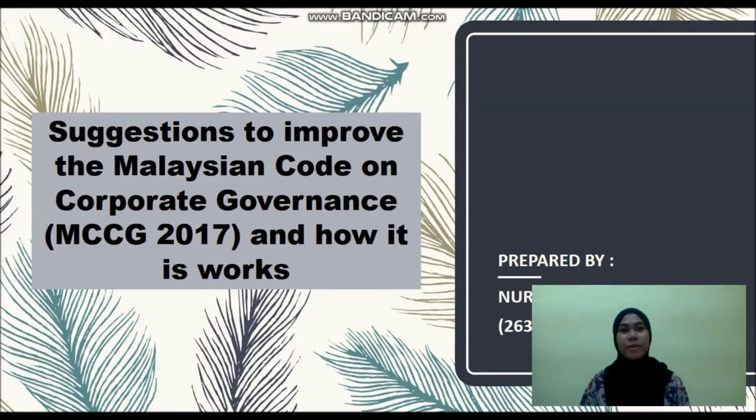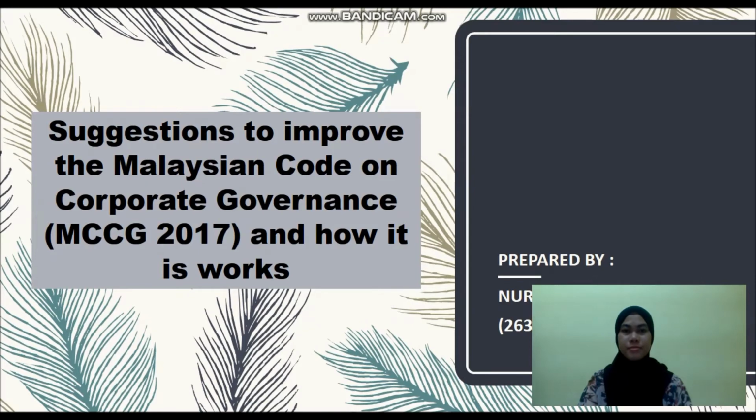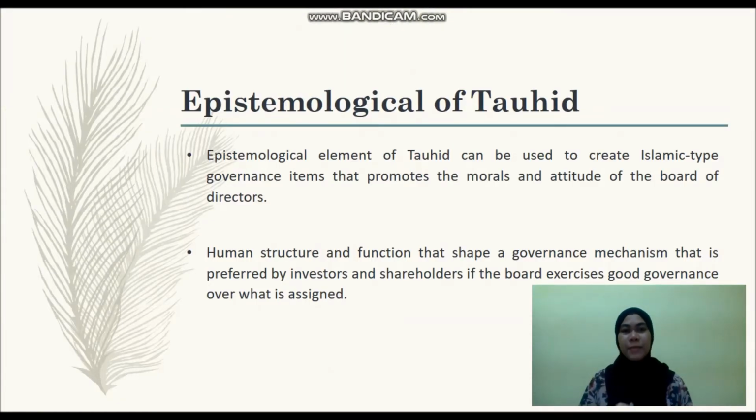Now I would like to present our suggestion to improve the Malaysian Code of Corporate Governance, MCCG 2017, and how it works. Our suggestion is the epistemology of Tawheed. The epistemology of Tawheed is an element that can be used to create an Islamic type of governance that promotes the morals and attitude of the board of directors. That means it also inculcates spirituality in the model of corporate governance, with an honest and sincere attitude. This will also directly contribute to socio-economic development and help the company be successful in the world.